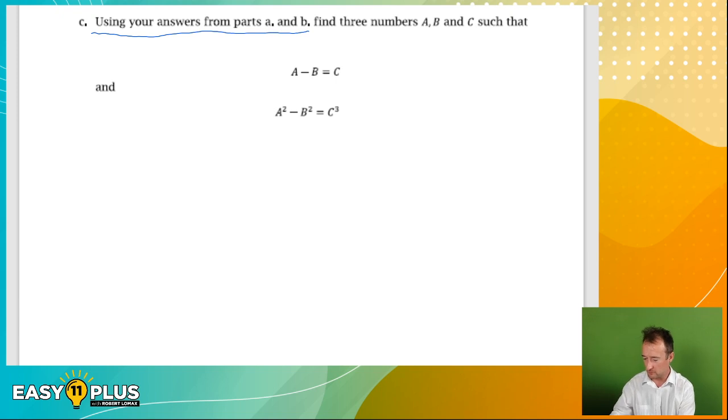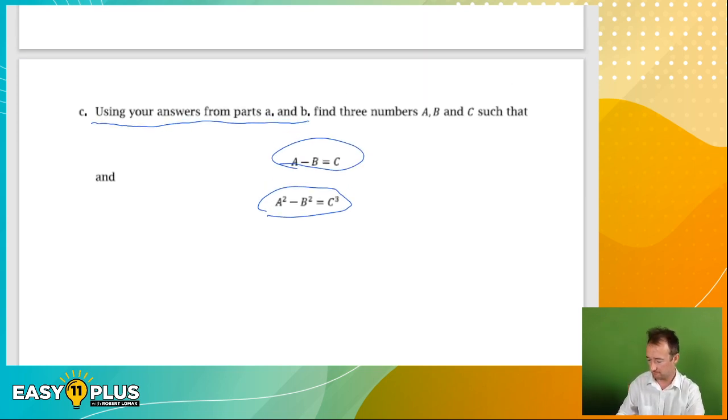Using your answers for parts A and B, of course, means we need to look at parts A and B. Now, I'm not going to do a split screen here because I need enough space to draw on. Remember, in your mind, especially this: a squared minus b squared equals c cubed. In other words, take away a squared number from another squared number and get a cube number out of it. That's what we need to focus on. And then we can come back to this business here and check whether it fits or not. And if it doesn't, try again.